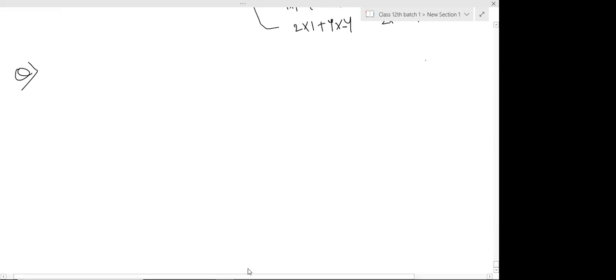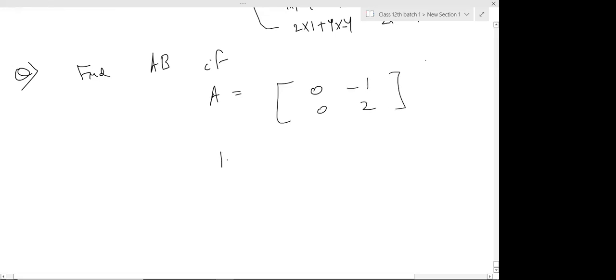Right. First question would be: find AB, if A is equal to [0, 0; 0, -1, 2]... and B is equal to [3, 5; 0, 0]. All right. Very easy question. You have to find AB.